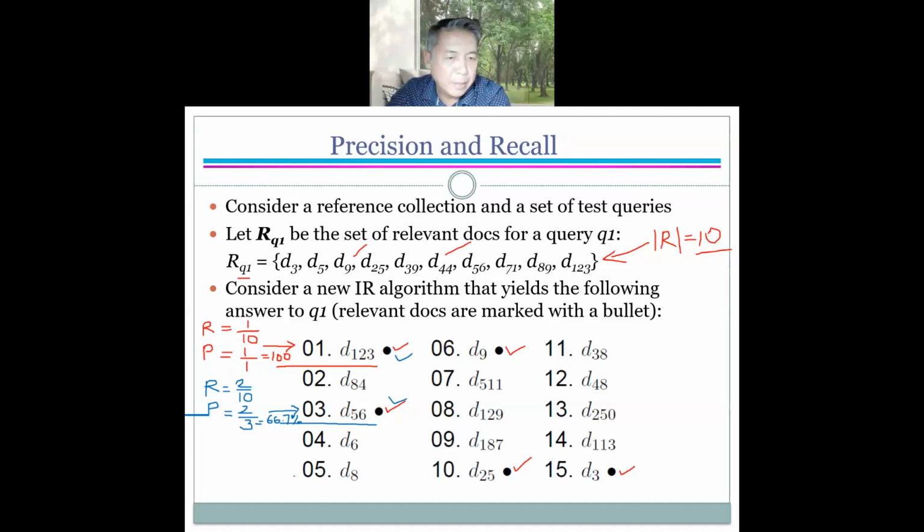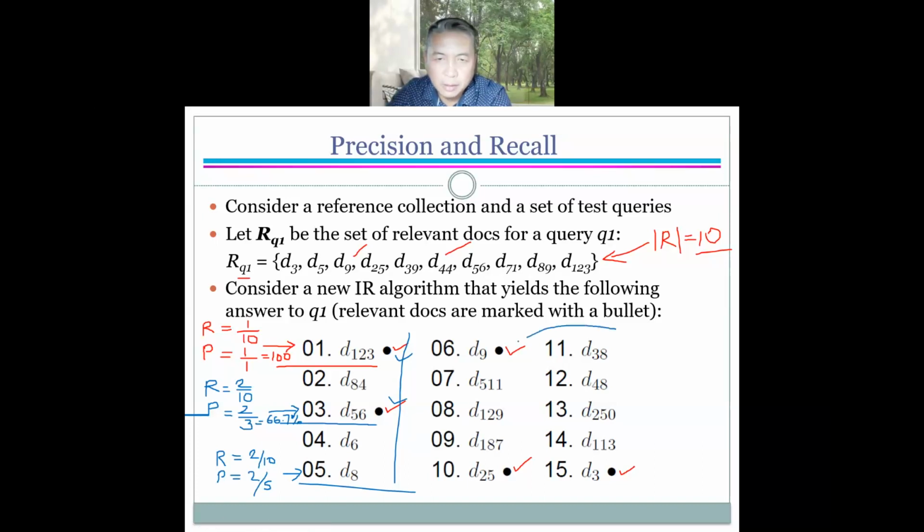Okay, if I'm here, what is my recall at this position? What is my recall here? Yes, still 2/10. But what is my precision at this point? 2/5, because out of 5, we only have 2. Okay, very good.